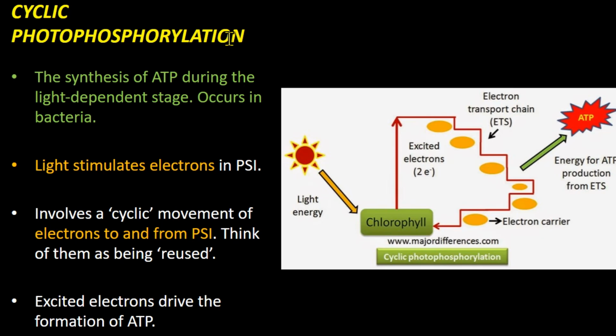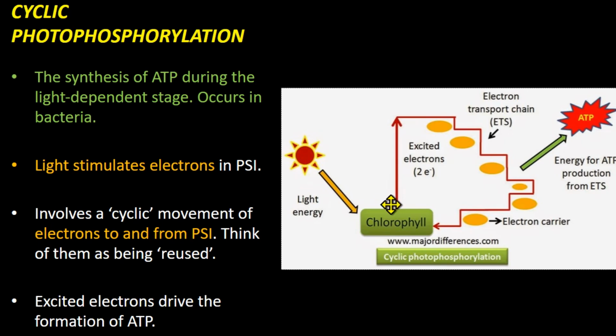So remember I said there's 2 types of photophosphorylation, cyclic and non-cyclic. In this case, cyclic photophosphorylation mainly occurs in bacteria. This is the synthesis of ATP during the light-dependent stage. And only one photosystem is involved here, not both of them. So what happens here is that light would stimulate electrons in photosystem 1.